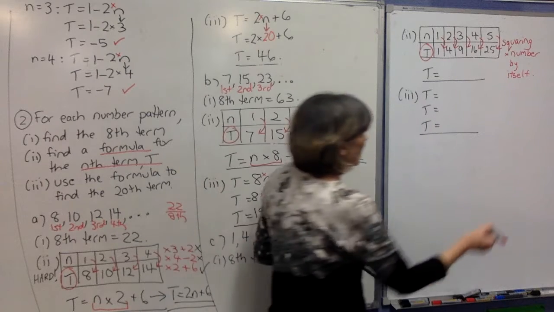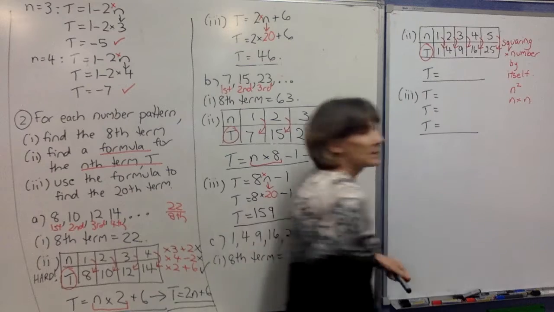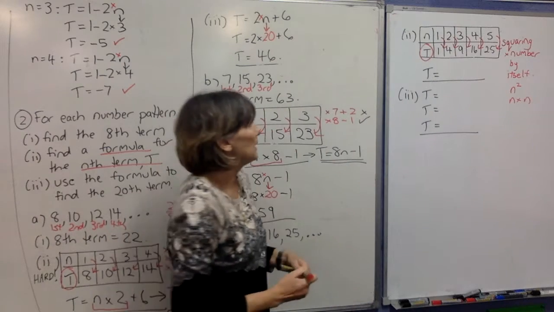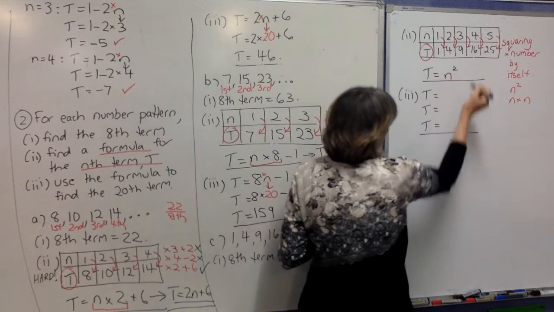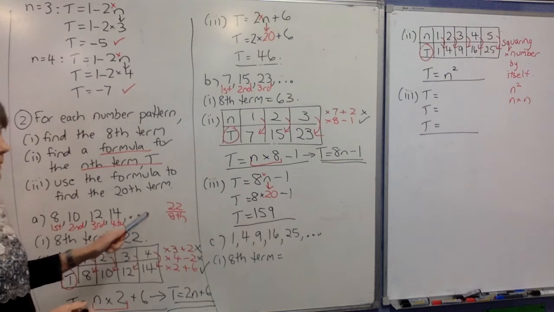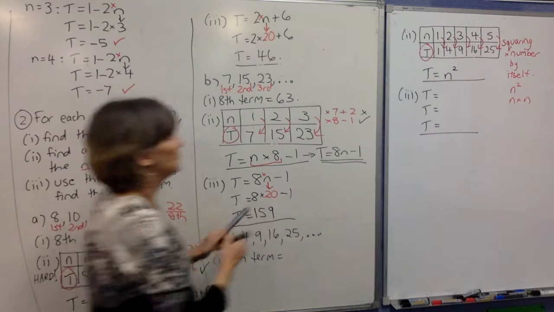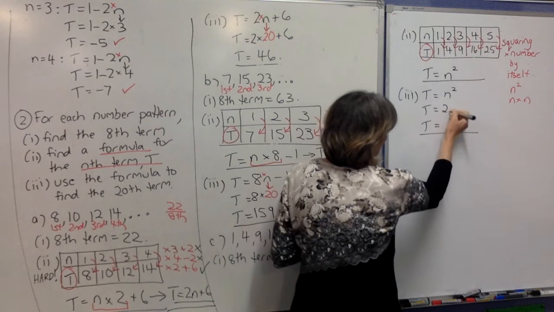Okay, so when I say n squared, I mean the number multiplied by itself. And that's what's happening here. So our formula is just going to be t equals n squared. And now in part 3, we're going to use our formula to find the 20th term. So write your formula down. We're finding the 20th term.